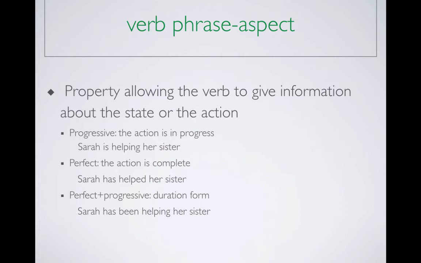One is progressive, and the action is in progress. For example, Sarah is helping her sister. A perfect aspect is when the action is complete. For example, Sarah has helped her sister. Perfect progressive is in terms of the duration form. And in this case, it could be said like, Sarah has been helping her sister. Once again, what aspect is present in your own written sample?